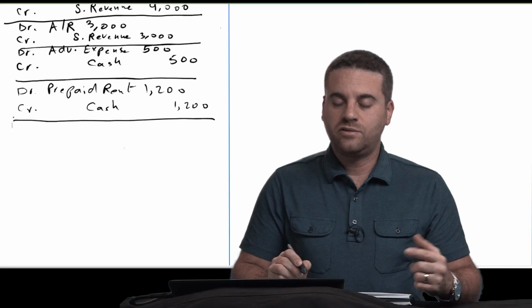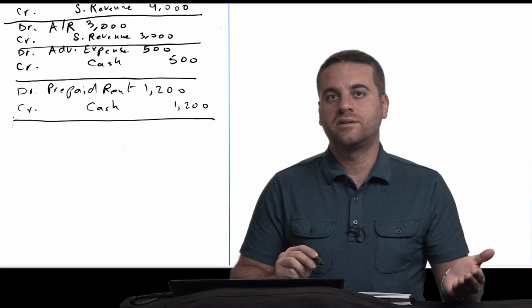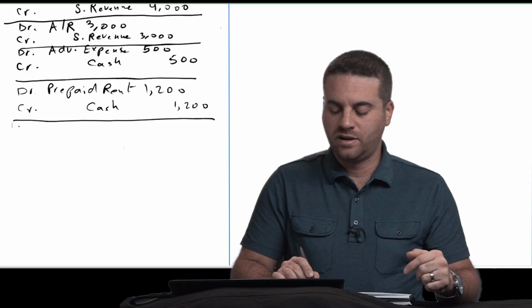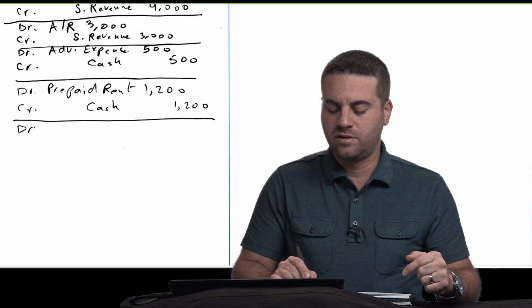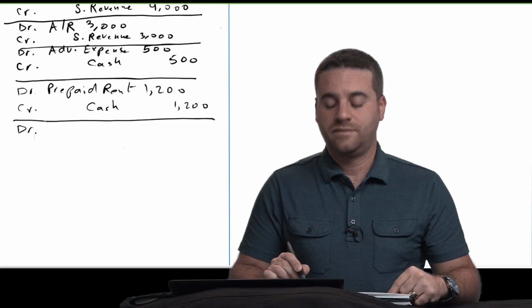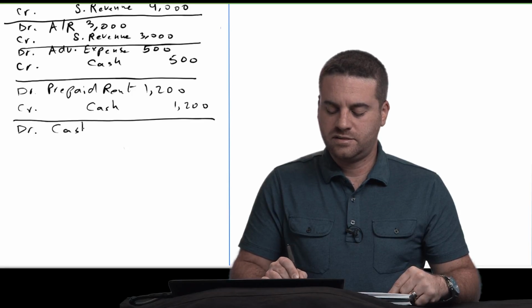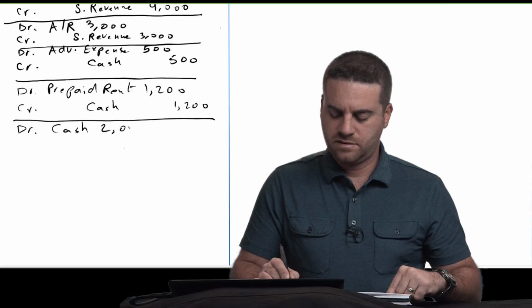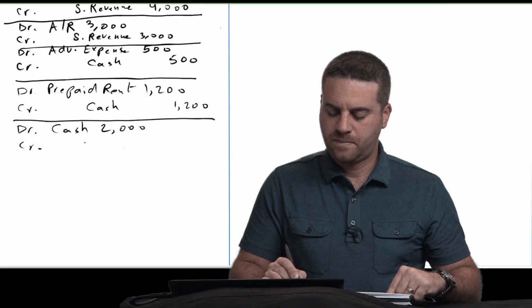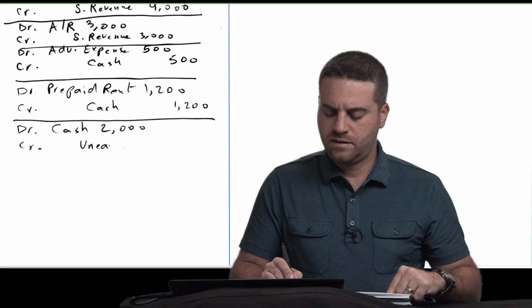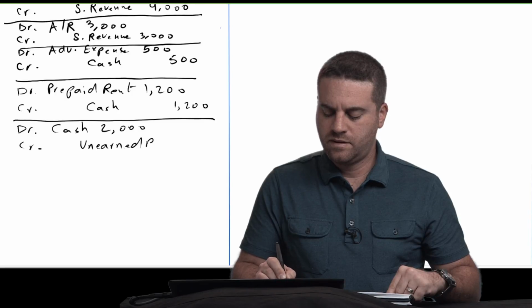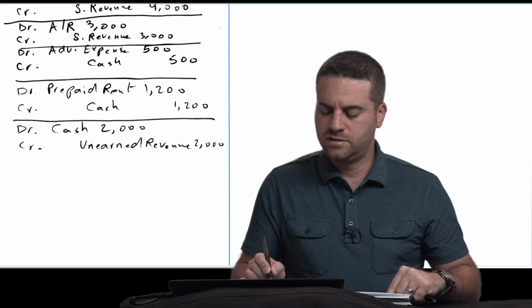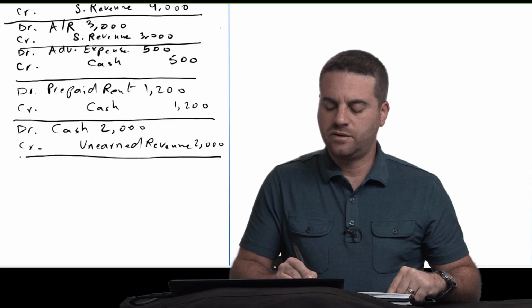Okay? So the two accounts are cash and unearned revenue. Cash is an asset, so it will increase, which is going to be a debit. So debit cash for $2,000 and then credit unearned revenue $2,000. It's a liability, so it increases with a credit.